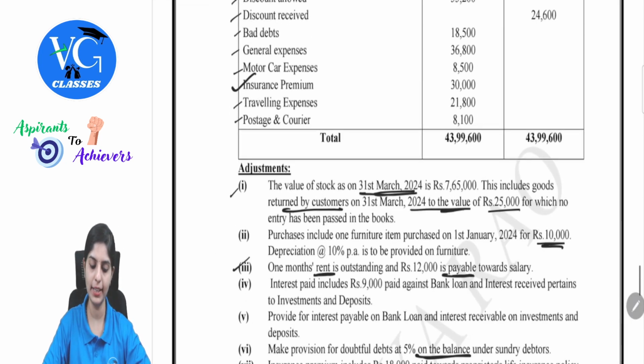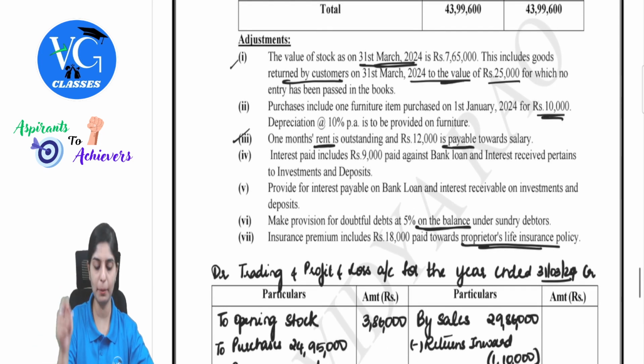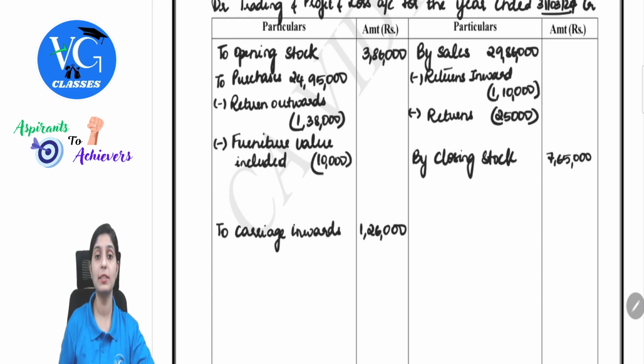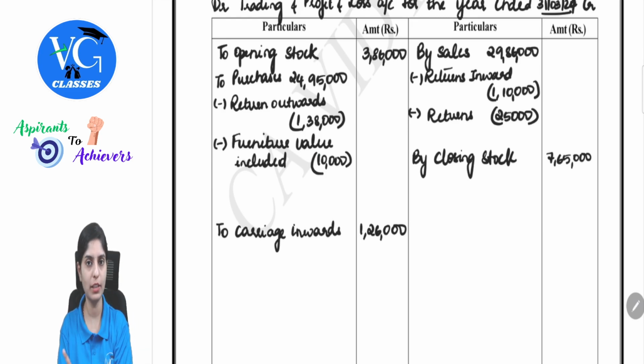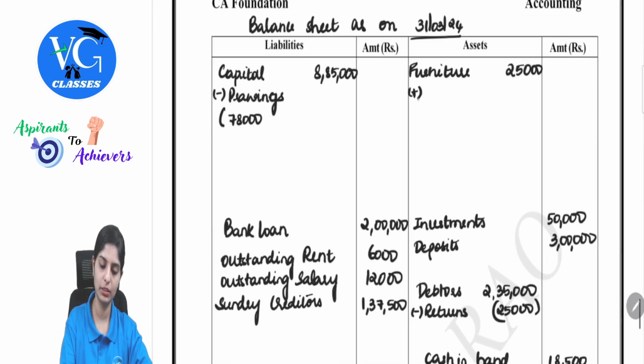So this is done. Next, purchases include one furniture item purchased on 1st Jan 2024 for 10,000. So first we will have to remove from purchases, minus furniture value included, that is 10,000. Now this 10,000 which is included was part of furniture. We will have to add it there. So add included in purchases, 10,000.